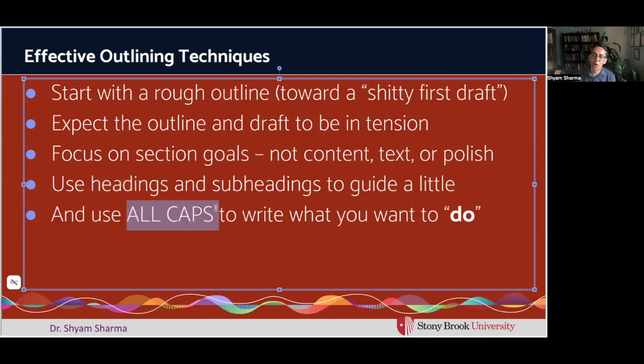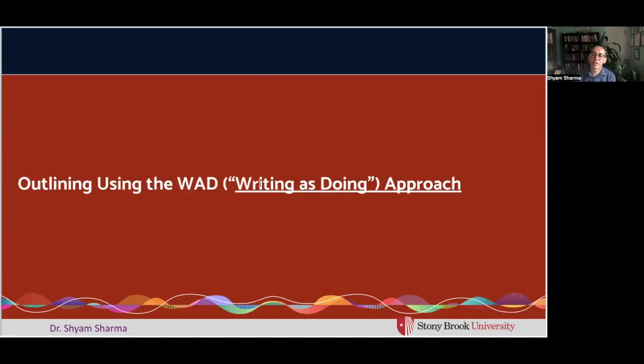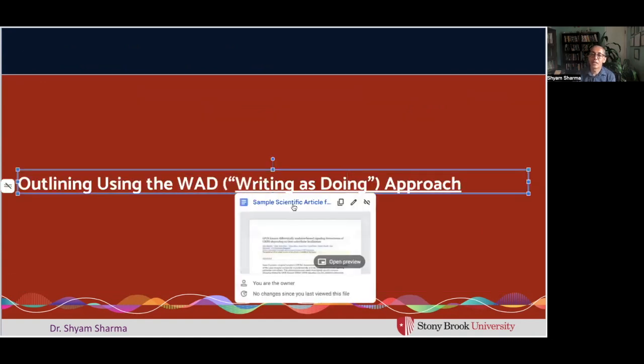I use all caps or all capitals, and I write down what I want to do. I call that method the writing as doing approach. Let me open a document and show you how exactly I do that.